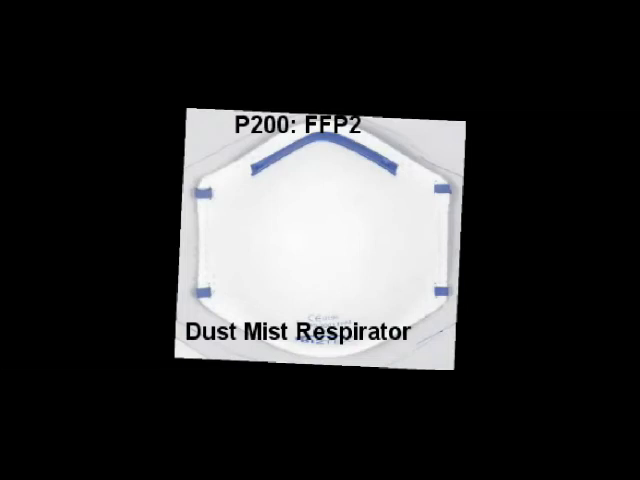P200, FFP2 dust mist respirator. Protects against fine toxic dust, fumes and water-based mists. The respirator can be used in concentrations of contaminants up to 10 times the WEL. P201, FFP2 valve dust mist respirator. All the qualities of the P200 with an added exhalation valve.